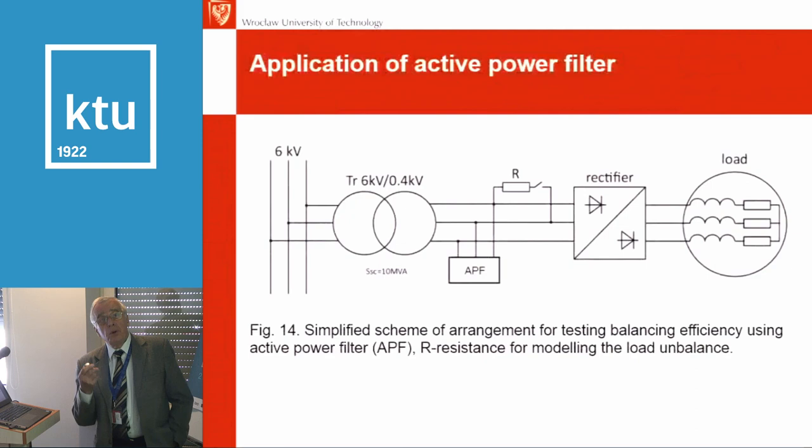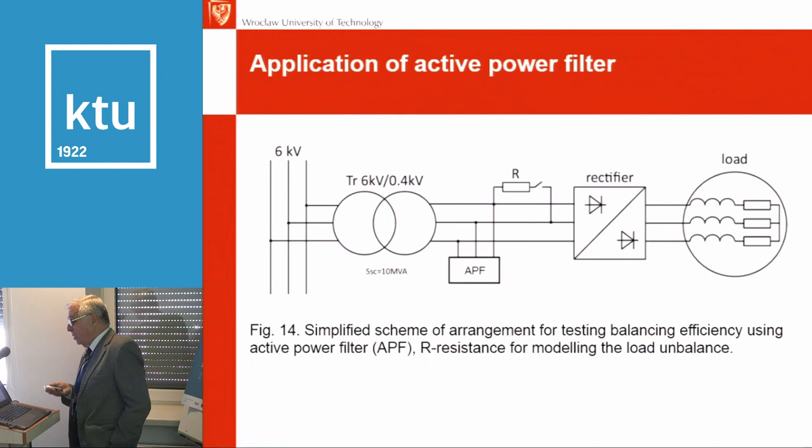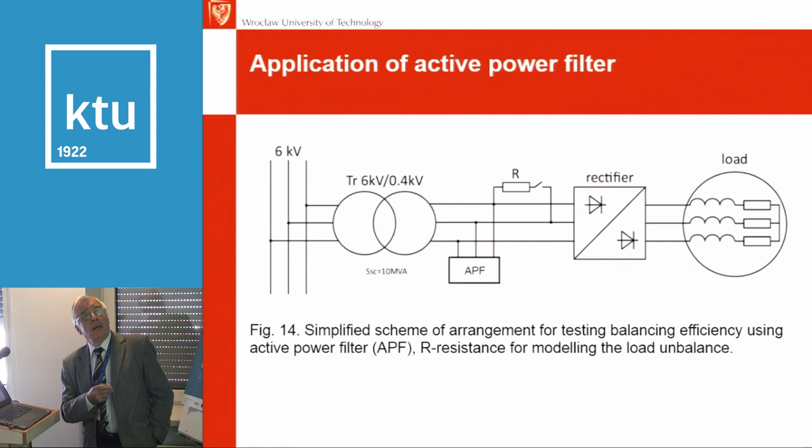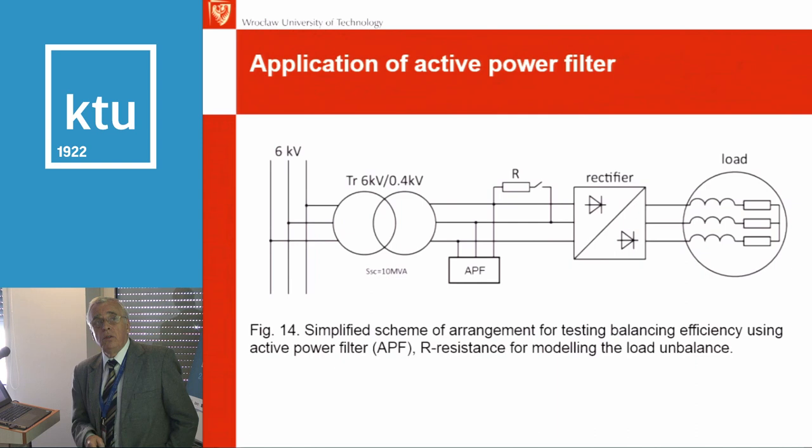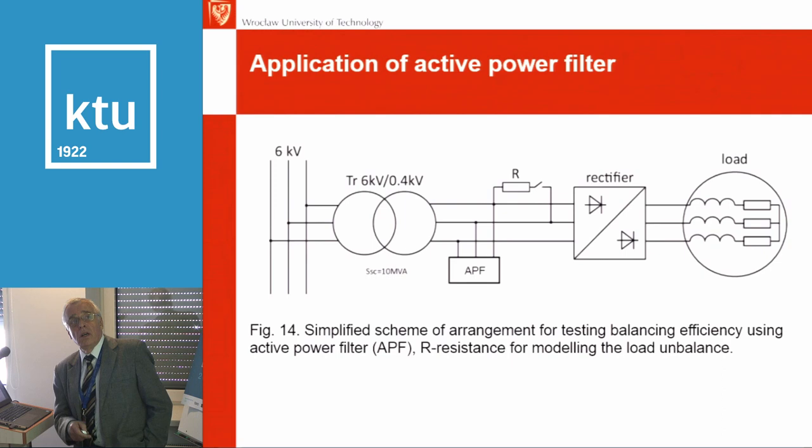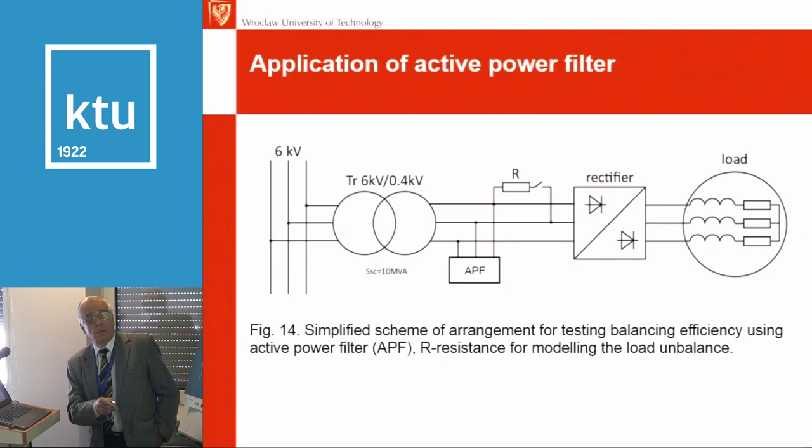To prove it, we performed a simulation. But a simulation is a simulation, and everybody can do a simulation, but you have to check experimentally what's going on. And we did an experiment, that's the experimental setup. The experiment was done for unbalanced load, both linear, not supplied by the rectifier, and non-linear load, which is a load supplied by a rectifier. Also the asymmetry was made by connecting a resistance between two phases. And here in this case, we have an active power filter based on these things. That's a transformer of about 10 megavolt-amperes.